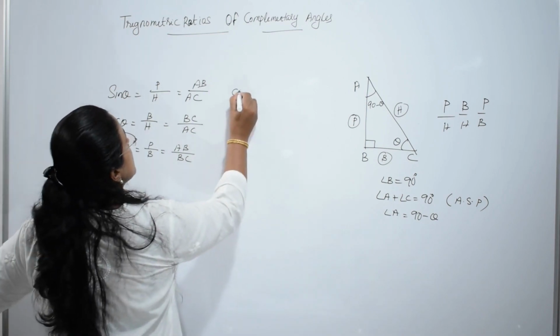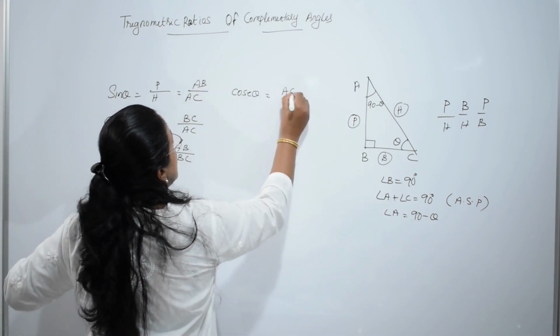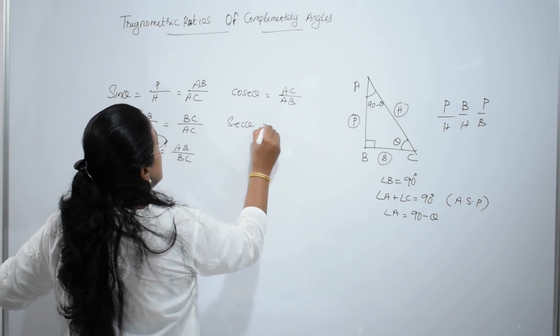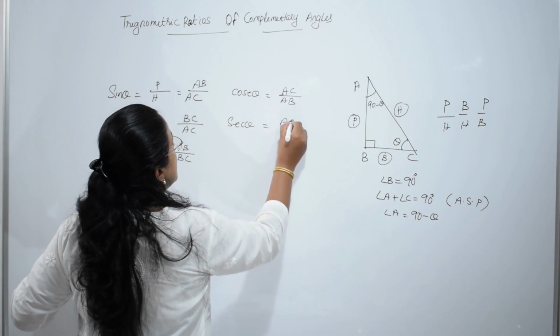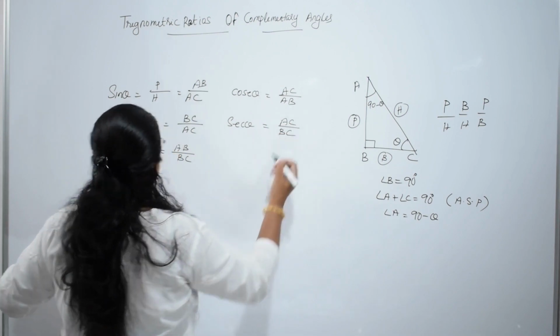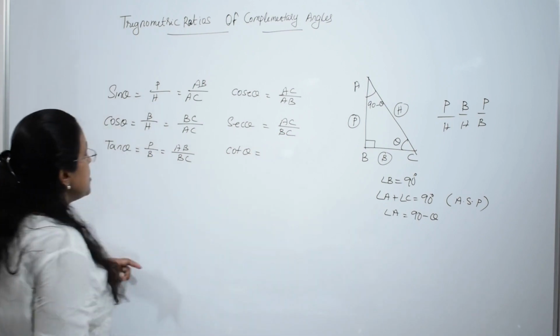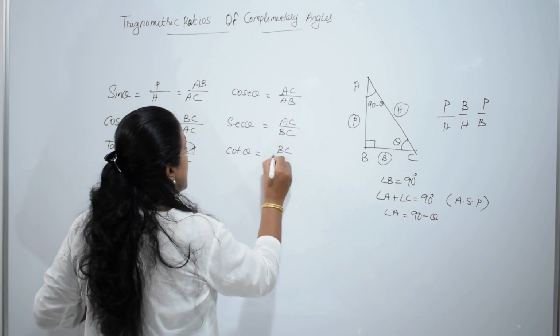So what is cosec theta? Cosec theta is equal to AC upon AB, and sec theta is the reciprocal ratio of cos theta, that is AC upon BC, and cot theta is the reciprocal ratio of tan theta, so BC upon AB.